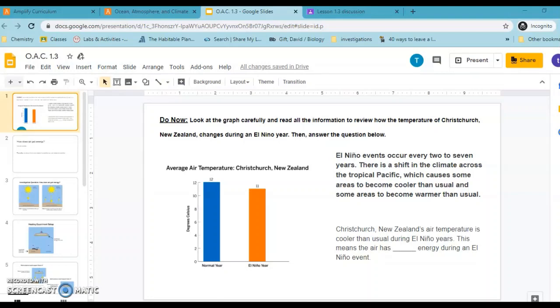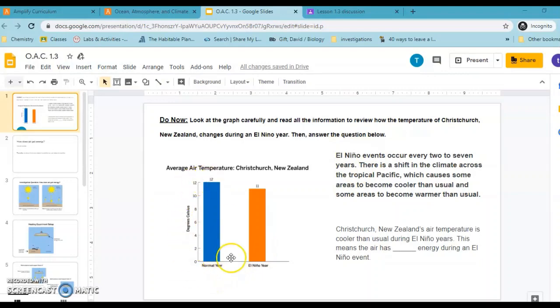Hey guys, good morning. So we're in Ocean, Atmosphere, and Climates, lesson 1.3. Our task for today is to look carefully at the graph and read all the information to review how the temperature of Christchurch, New Zealand changes during an El Nino year. And then you're going to answer the question below.